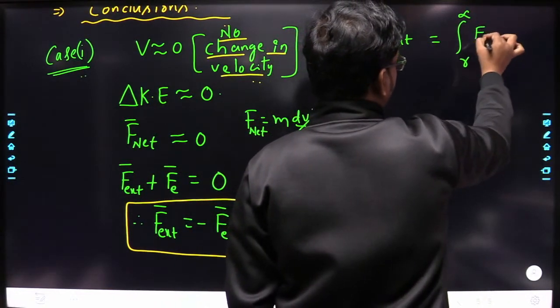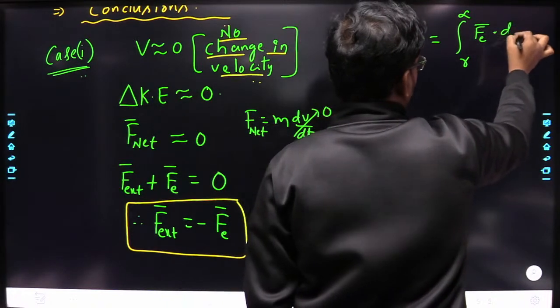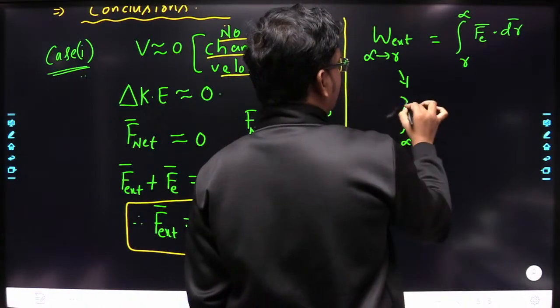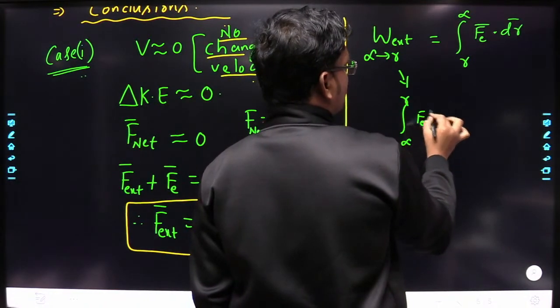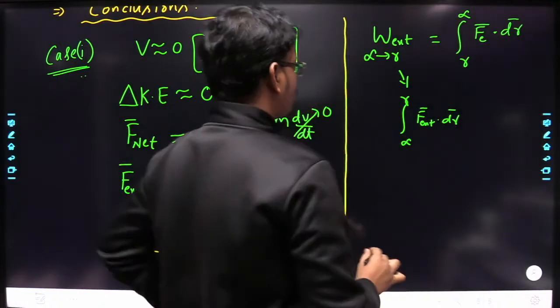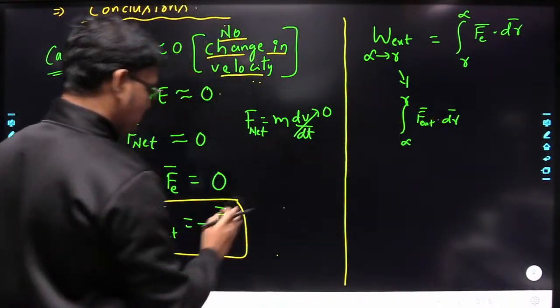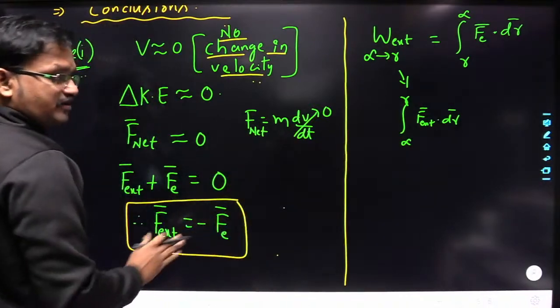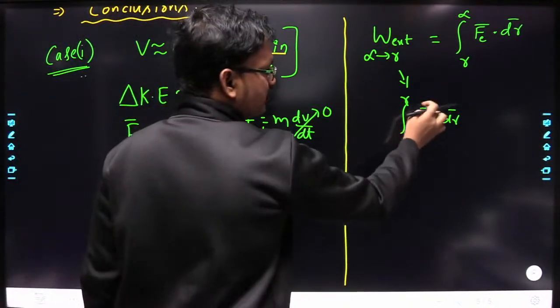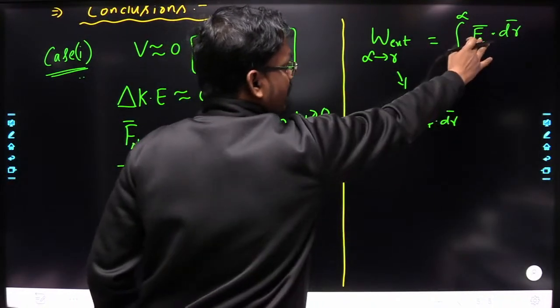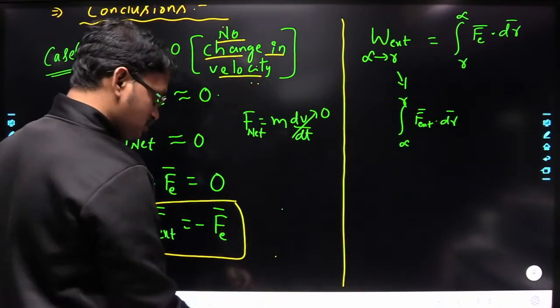We have already derived all these things here. F external bar dot dr bar. So, actually speaking, this is nothing but the integral from infinity to r of F external dot dr. Because of these approximations, we can calculate F external as minus F electrical. So, if you substitute minus F electrical in place of F external, you are going to get this expression. Understood?